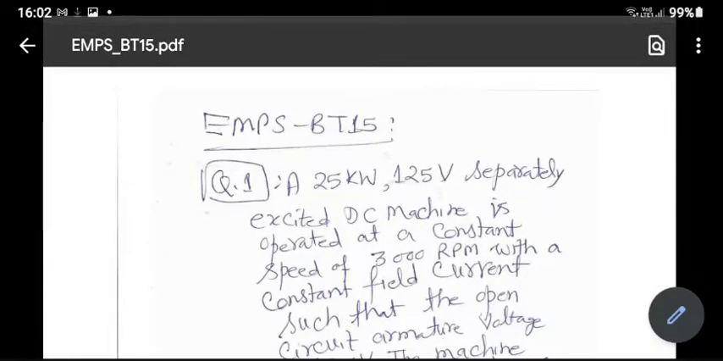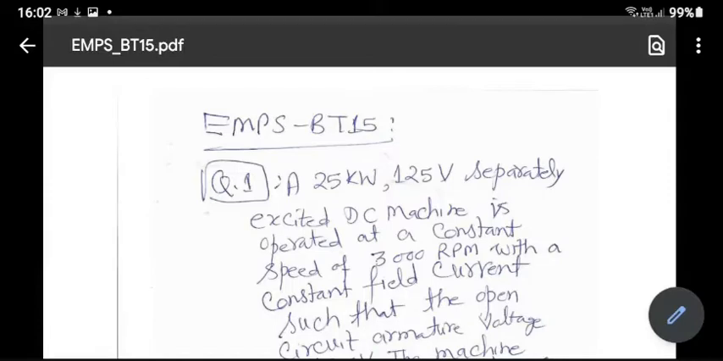As I was mentioning last time, the key to solving problems on DC machines and even AC machines is to draw the equivalent circuit first accurately and then apply circuit theory and the basic knowledge about the operation of the machine.